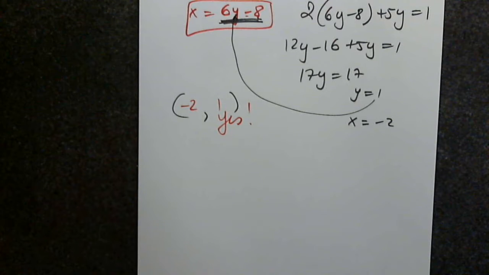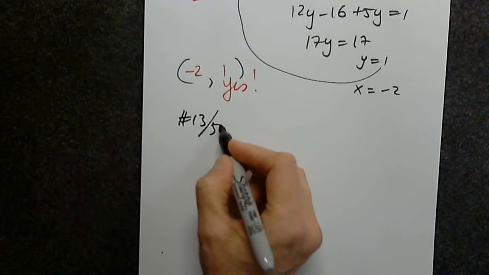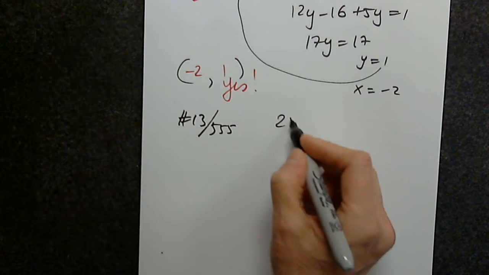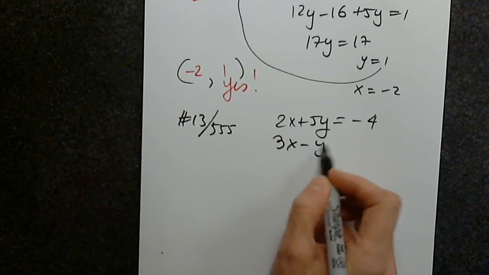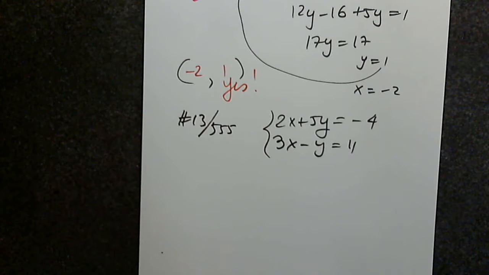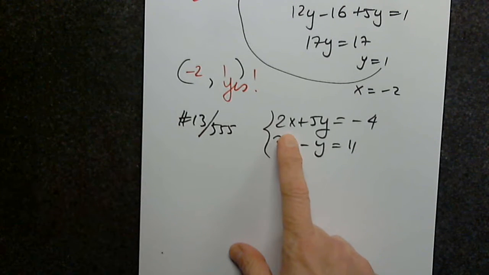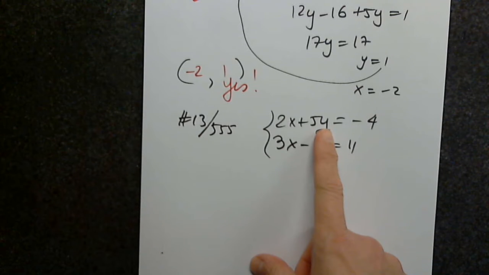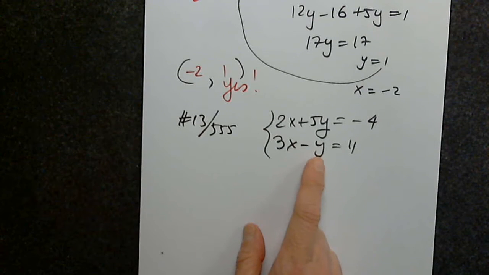So this was 14. Let's look at 13, on the same page, 555. And we have 2x plus 5y equals negative 4, and 3x minus y equals 11. We are asked to solve the system. How will I do this? By substitution. Will I substitute for this x? No, because the coefficient is not 1 or negative 1. Not for this y, coefficient is not 1 or negative 1. Same thing here. So I will definitely substitute for this y.